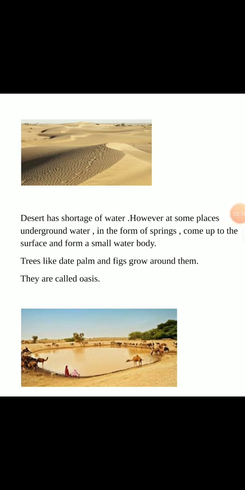Here is the image of sand dunes. You can see the small hills of sand on your screen. Desert has shortage of water. However, at some places underground water in the form of springs comes up to the surface and forms a small water body known as an oasis, which you can see in the second photograph. Trees like date palm and figs grow around them because of the availability of water.